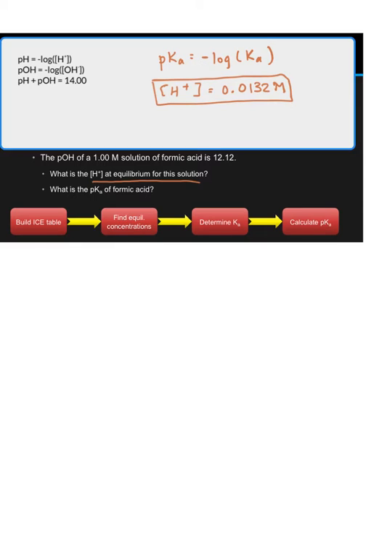In order to get a Ka value, we need an ice table. So I've mapped out the steps that we should take to solve this second portion of our second problem. We need to build an ice table for a weak acid, formic acid, find our equilibrium concentrations from the ice table, determine a Ka, and then calculate a pKa. For any weak acid, regardless of which anion brings it to solution, all we really care about is that that weak acid has H plus cations delivered to solution in the first place.